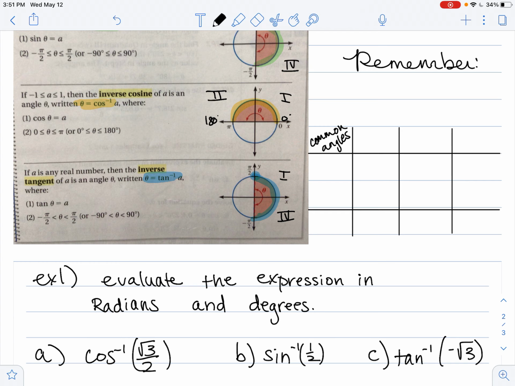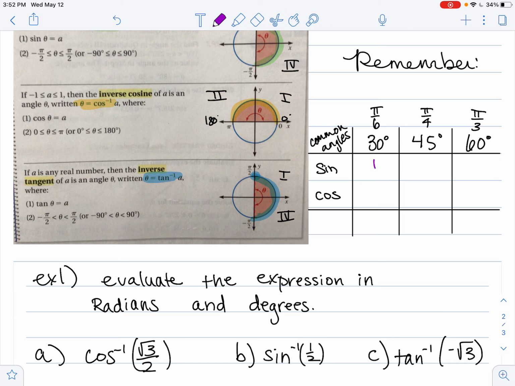Okay, in order to find these values, remember that we have this common angles chart where we know the common angles are 30 degrees, 45 degrees, and 60 degrees. Go ahead and fill this in. Remember, 30 degrees is the same as pi over 6 radians. 45 degrees is the same as pi over 4 radians. And 60 degrees is the same as pi over 3 radians. We can look for the sine, cosine, and then we'll find the tangent later.